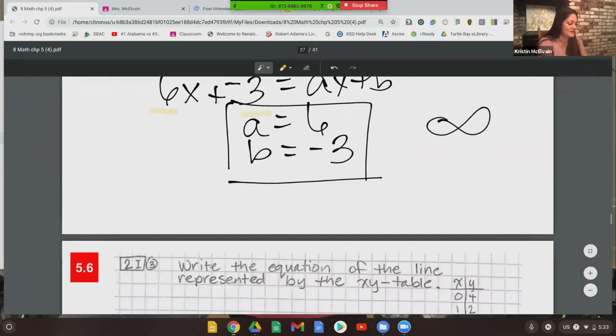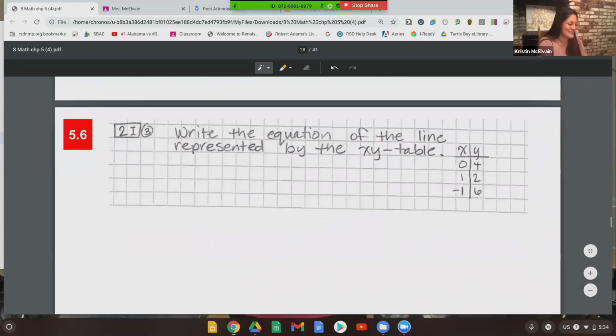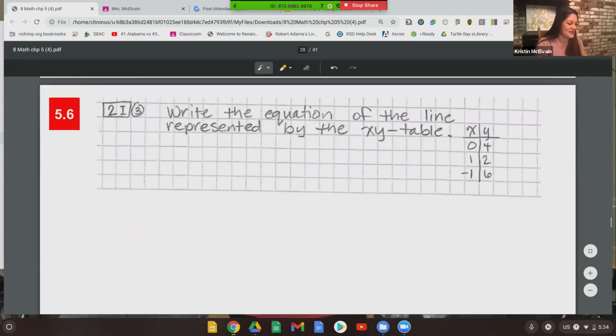Put that down there or it would bug me. All right, number 3. Write the equation of the line represented by the XY table. Okay, so to write an equation of a line, we know that slope-intercept is y equals mx plus b. So what we need to do is find m and find b.